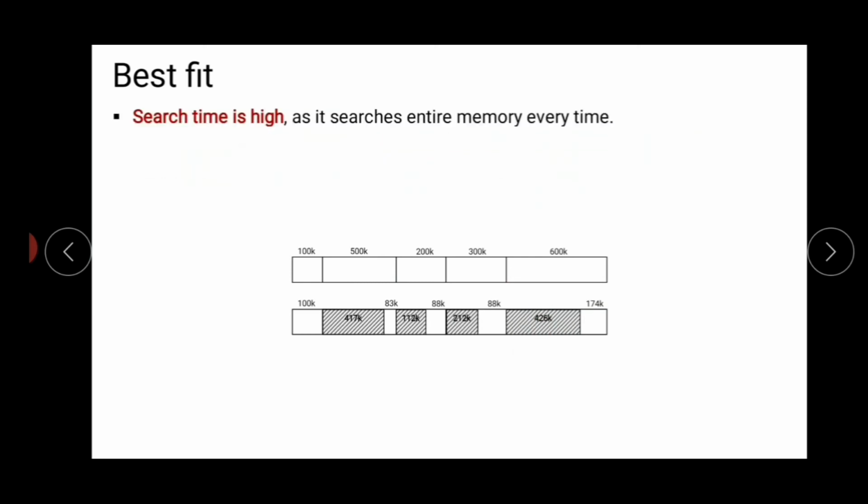So here the search time is high. Yes, because if any process is coming, then your entire memory will be scanned. So search time is very high, but your memory loss is very little. Why? Because you are searching for the smallest block which can hold your process, so your free space will be very little. So these are the advantages of your best fit.